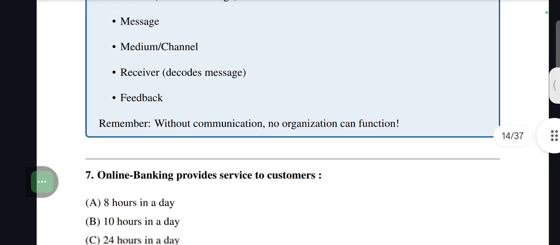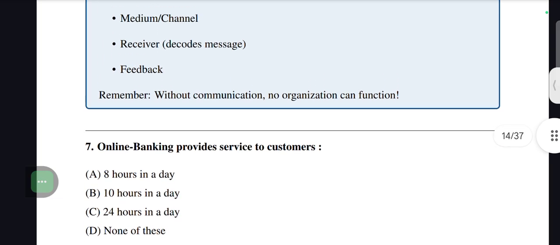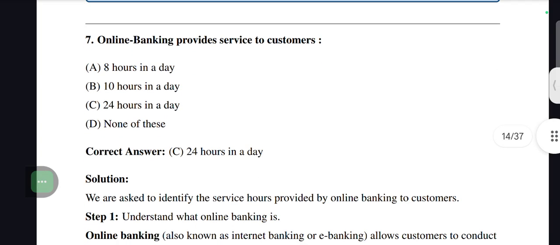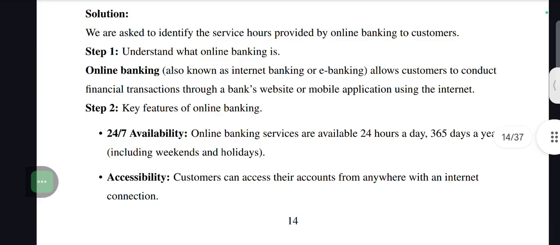Okay. Next, seventh one. Online banking provides services to customers 8 hours in a day, 10 hours in a day, 24 hours in a day, none of this. So this is a basic question. You will definitely know that it is 24 hours in a day. Online banking allows customers to do financial transactions throughout the day. There will be no restriction.